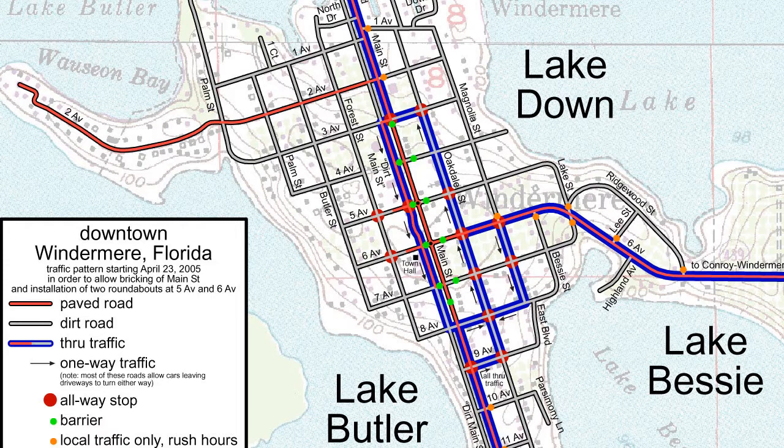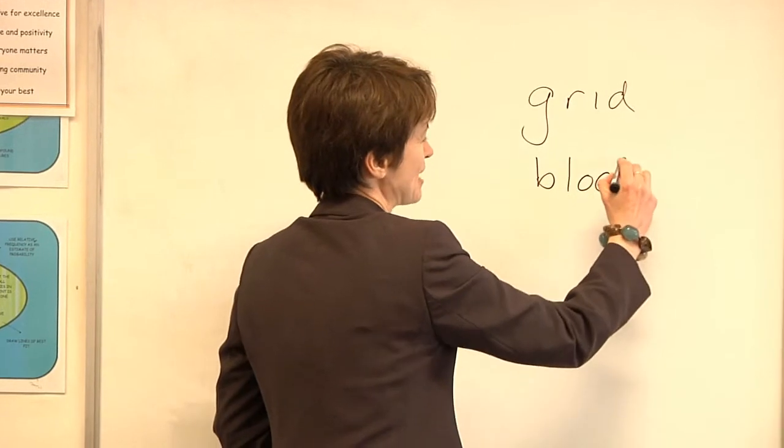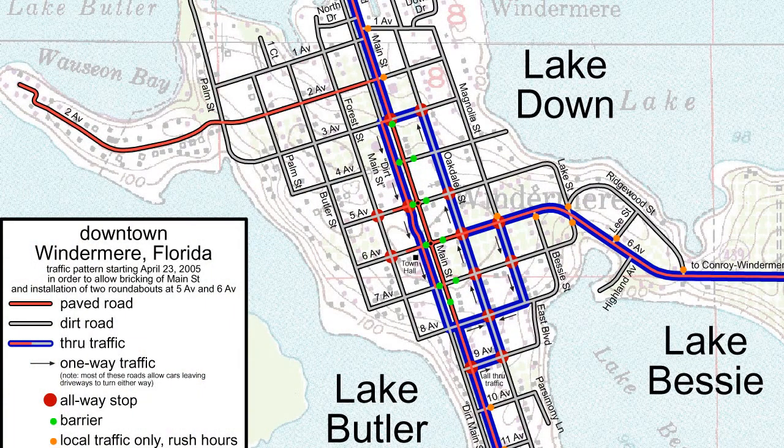I mean, what can you tell me when you look at that map? And this is somewhere in Florida, Windermere, downtown in Florida. What do you notice? Megan, what do you think? They're all kind of like blocks. It's all kind of like a grid. A grid. It's a good word. So we've got grid and blocks. What else, Bradley? There's no roundabout. Yeah, so there's no roundabout, which is what we tend to have a lot of.